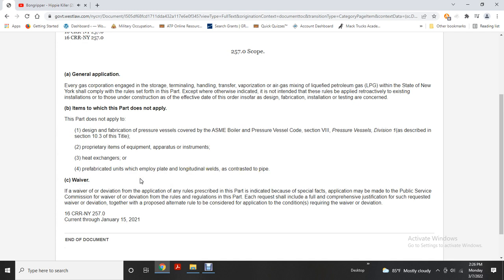Waiver. If a waiver or deviation from the application of any of the rules prescribed in this part is indicated with the special facts, application shall be made to the Public Service Commission for the waiver or deviation from the rules and regulations in this part. Each request shall include the full and comprehensive justification of such requested waiver or deviation, together with the proposed alternate rule, considering the conditions requiring the waiver or deviation.